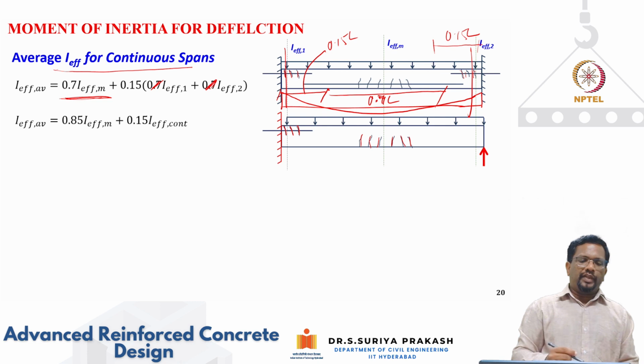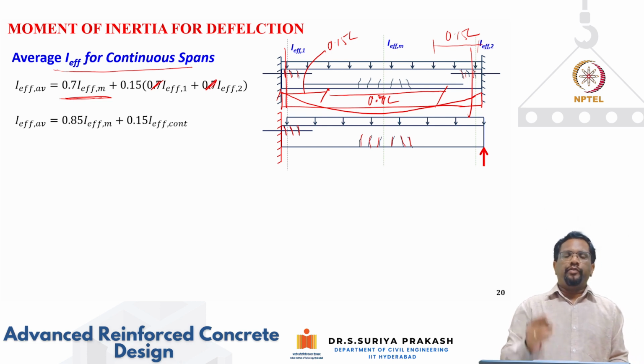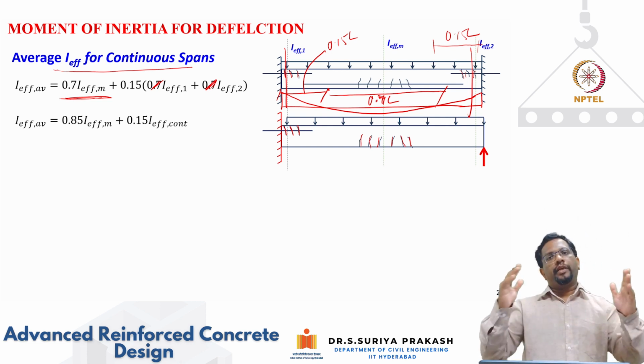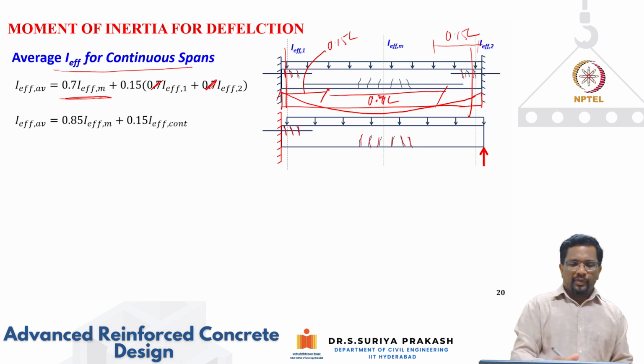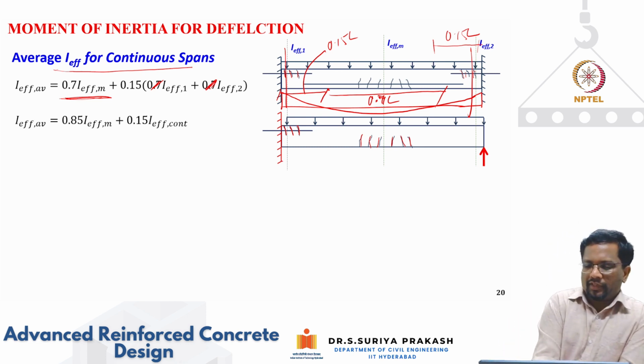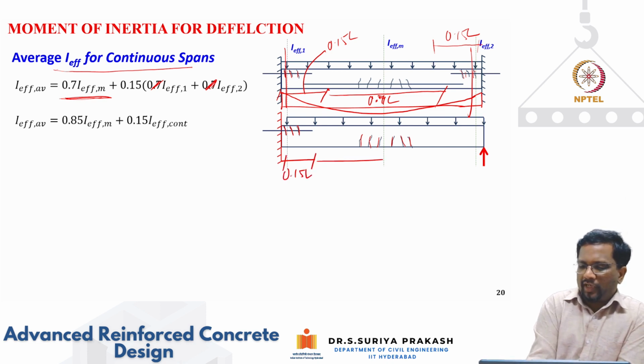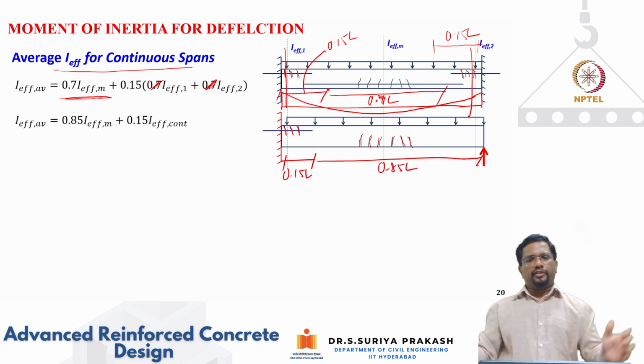So this is the way we are going to get effective moment of inertia for the entire length of the beam. And now, when you have a propped cantilever, again, what is it you're saying? This 15% is where I'm going to have negative moment. Remaining 0.85 L, I'm going to have positive moment, right?